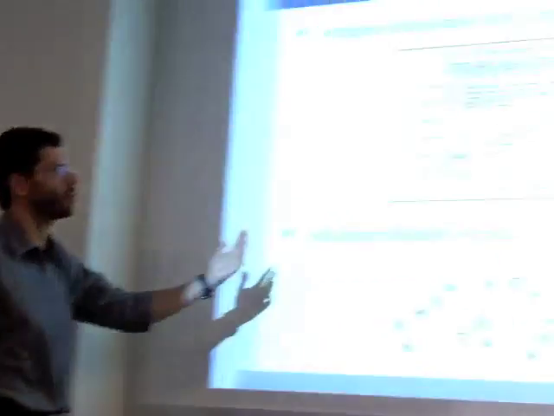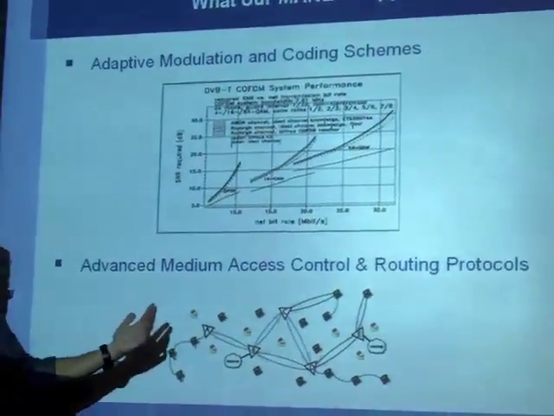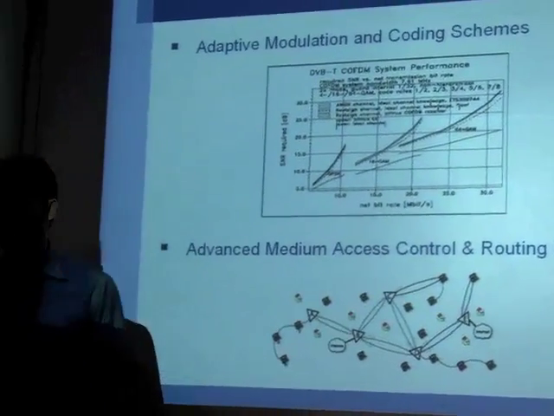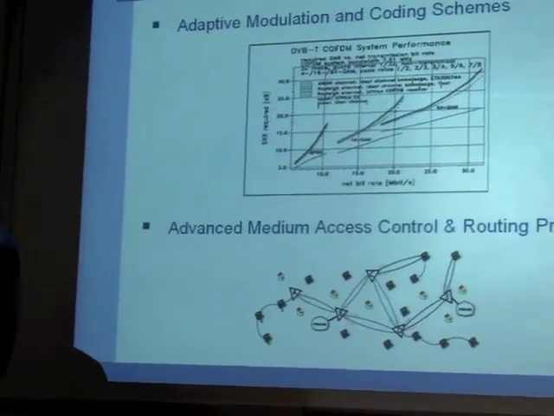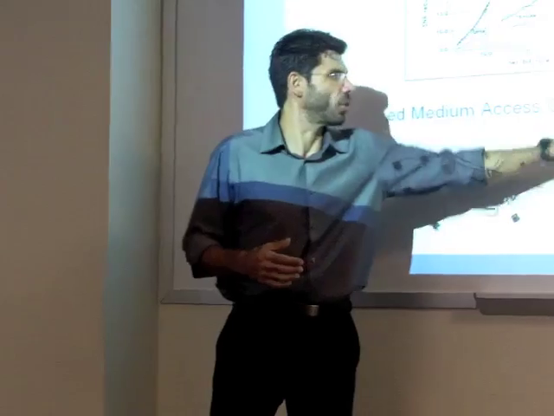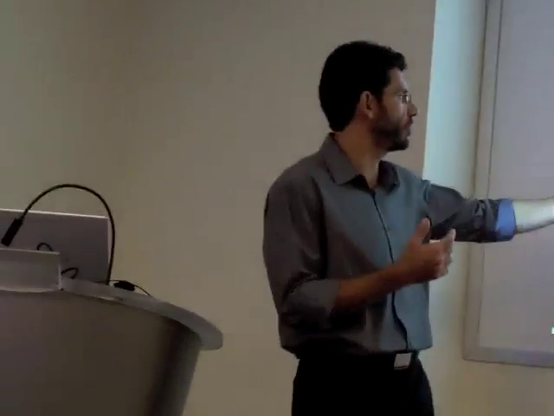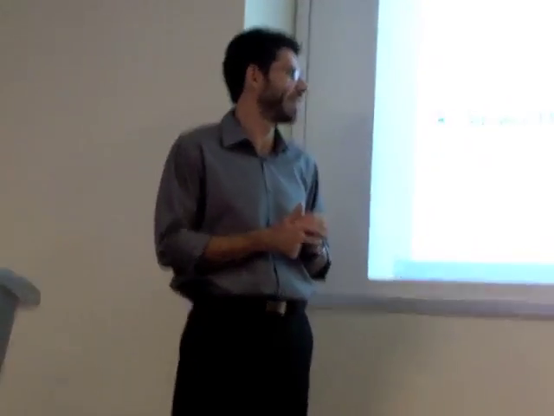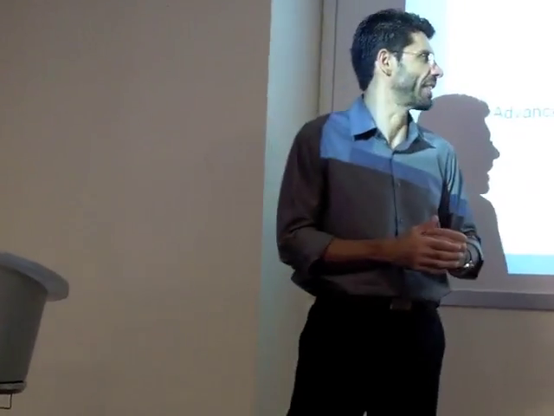And of course, we need advanced medium access control and routing protocols. And what is that? We have a device, let's say this one here, right? So it needs to transmit and receive at a specific time so that we have reliable information. So it doesn't have to interfere with that or the other, right? So we need to have special algorithms in order to design such advanced medium access control protocols. And this is some of the work that our group has done. And we have come up with a lot of advanced algorithms.